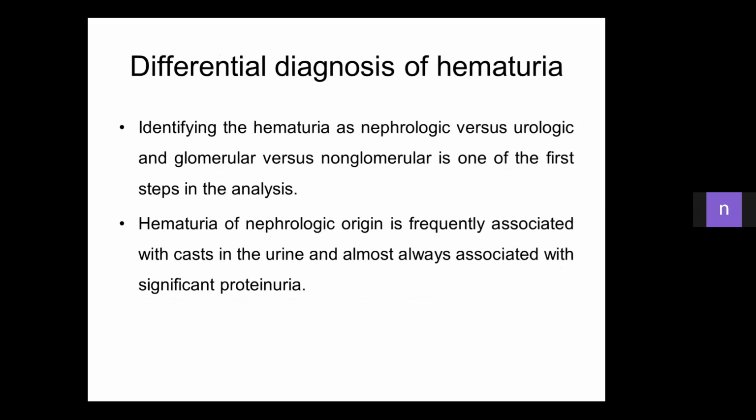So what are the differential diagnoses of hematuria? Identifying the hematuria as nephrologic versus urologic and glomerular versus non-glomerular is one of the first steps in the analysis.